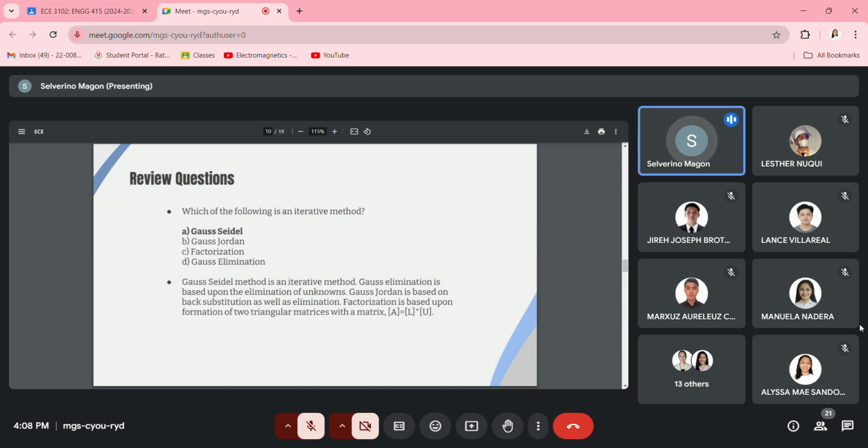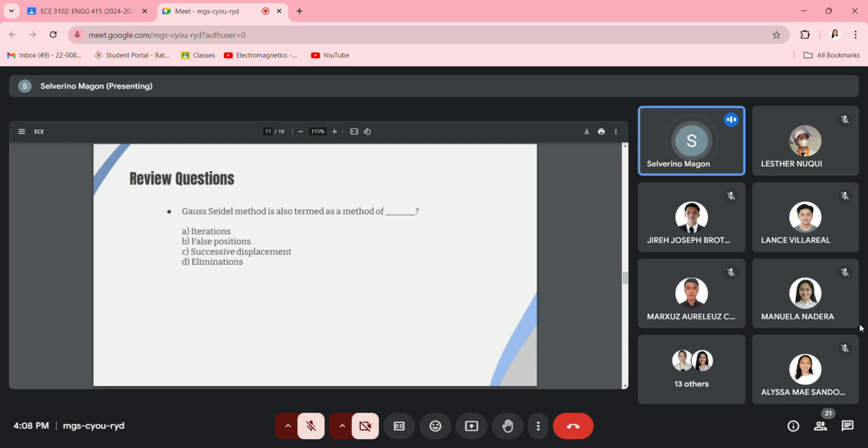Gauss elimination is based on the elimination of unknowns. Thus, it is not an iterative method. While the Gauss-Jordan is based on the back substitution as well as elimination. Factorization is based on the formation of two triangular matrices from the matrix, the lower and upper triangular matrices.